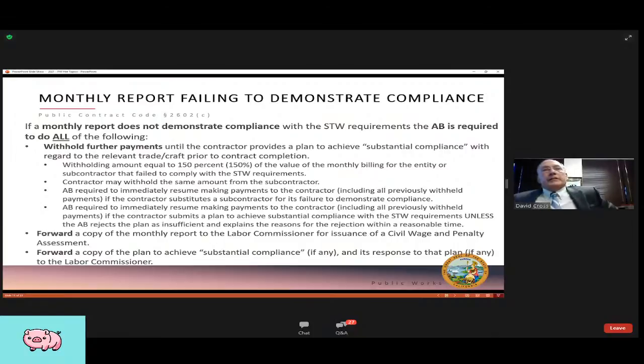This is really important because we get some awarding bodies that send us every single monthly report, and that isn't anything that is required under the Public Contracts Code. Only send the non-compliant reports to the Labor Commissioner. And that's where the Labor Commissioner reviews the situation, reviews the documents to see whether a civil wage and penalty assessment will be issued for non-compliance with skilled and trained workforce requirements. And then finally, the awarding body is to forward a copy of the plan to achieve substantial compliance and its response to the Labor Commissioner. So let's go on to the next slide.